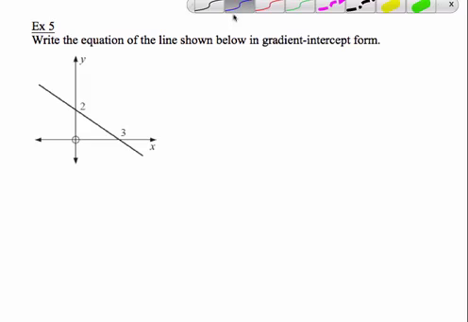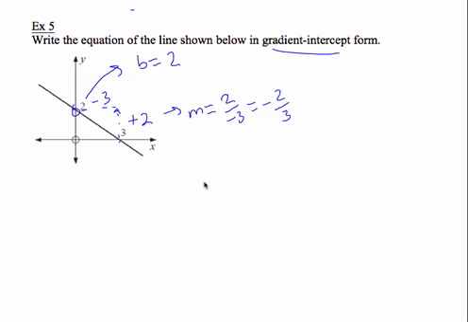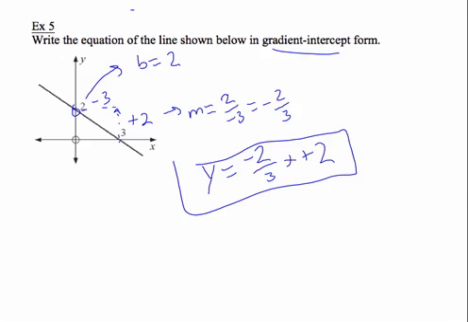Okay, next we are finding the equation in gradient-intercept form. So we need the gradient, we need the y-intercept. There's the y-intercept, it is 2. The gradient we can use an equation, but we can just see here that to get from one point to another, you go up 2 and left 3. So the slope, or the gradient, is 2 out of negative 3, which equals negative 2/3. So your equation is y equals negative 2/3 x plus 2. That's all there is to that one.